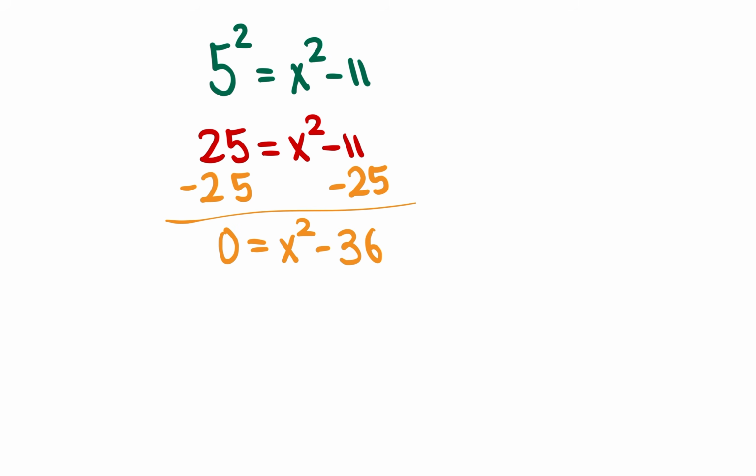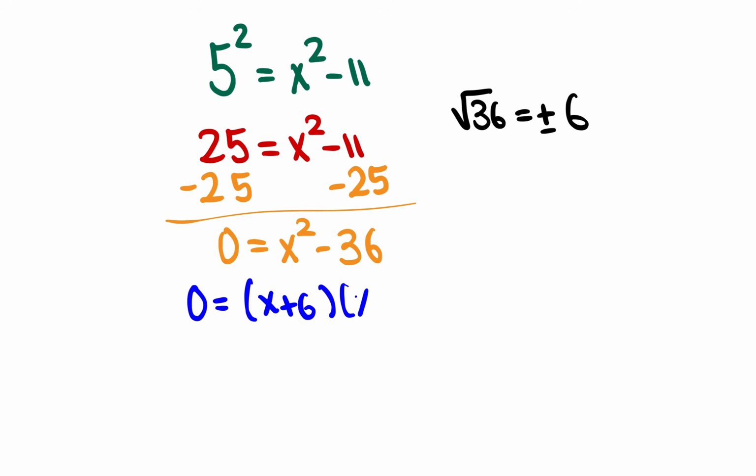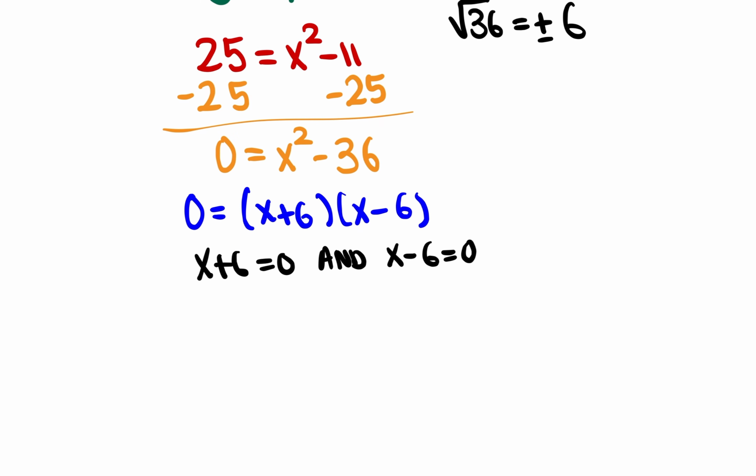And we have a difference, right? We have subtraction, so it's a difference of squares. So what do we do? We take the square root of the constant 36, and that will leave us with plus or minus 6. From there, we have our factors. Let's go ahead and write them down. We have x plus 6, and we have x minus 6. From there, we have x plus 6 equals 0, and we have x minus 6 is equal to 0. And from there, we isolate and solve for x.